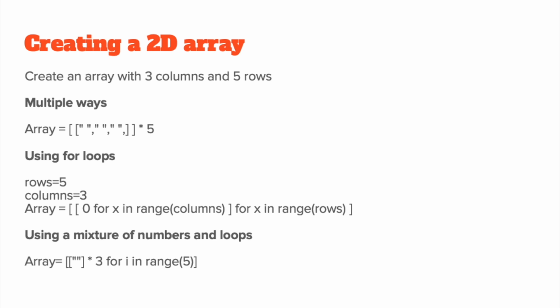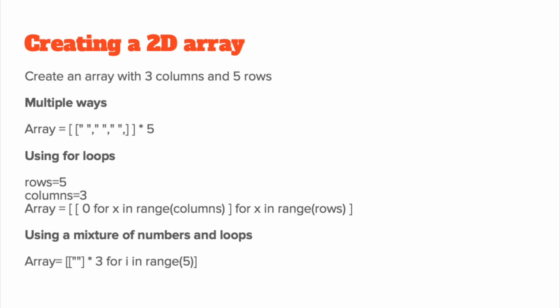So if you look at the next one, we've got the space value times 3 for I in range 5. That's another way of creating a 2D array. Now most students prefer the very first one. That's the simplest way to do it. And I would probably say that's the one you should learn as well. However, if you understand how the other two work, you can just make your code that much more efficient.